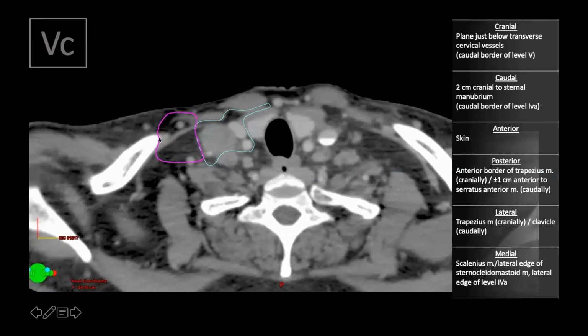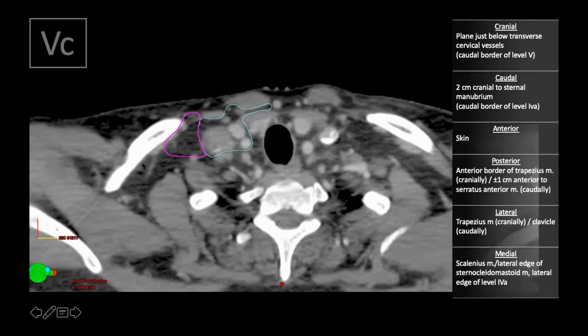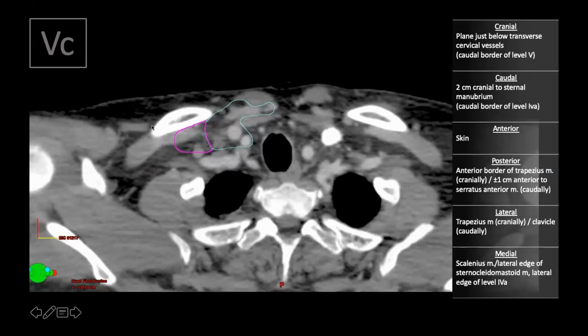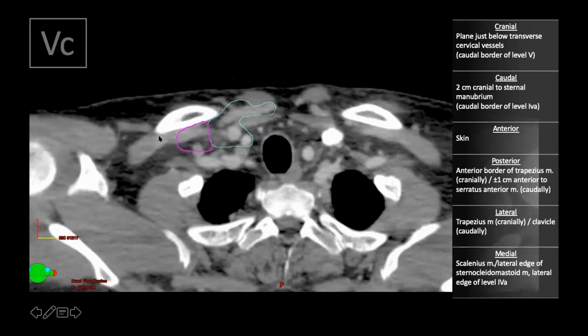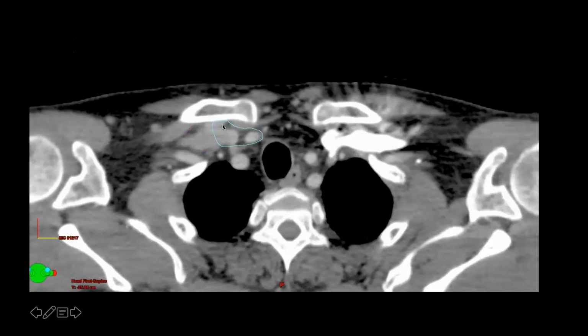Again, laterally it will be restricted by the clavicle, anteriorly by the skin or the platysma, medially by the lateral border of the sternocleidomastoid, and posteriorly by the paravertebral muscles. When the clavicle crosses anteriorly, you will be restricted by the clavicle. You don't have to contour to the skin. So at 2 centimeters cranial, where the 4A becomes the 4B, you will stop contouring the level 5C.